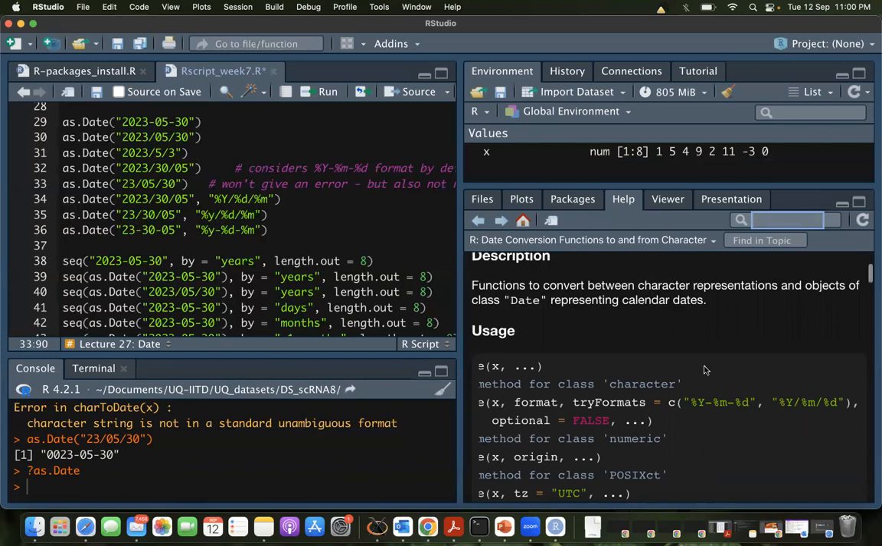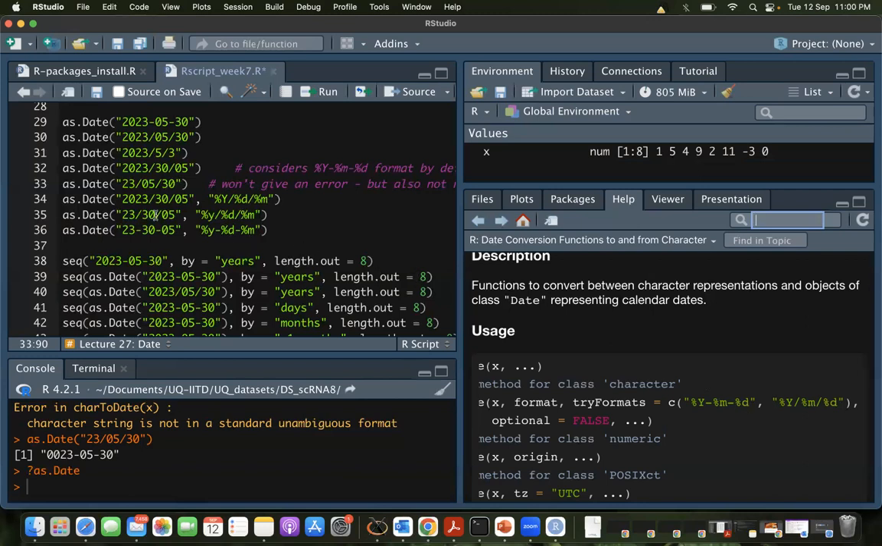Think of this percentage as any number of letters. Any number of letters for the year, capital Y indicates year, then any number for month and any number for day. And by any number in Y, it means it can be 1, 2, 3, 4 letters. For month, it can be 1 or 2. And for day also, it can be 1 or 2, right?